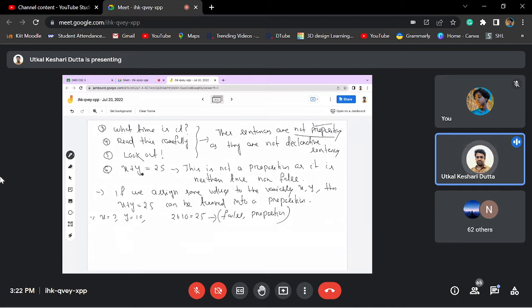That is a mathematical sentence, which means it is a mathematical expression. In this mathematical expression, can you tell me if x plus y equal 25 is true? No, you cannot say. We don't know. You don't know means it is neither true nor false, which means that is not a proposition. Got it? Okay, sir, clear.